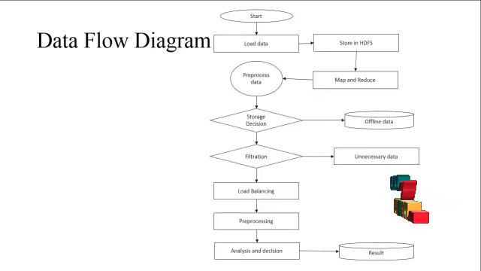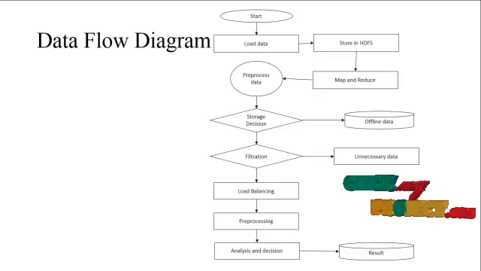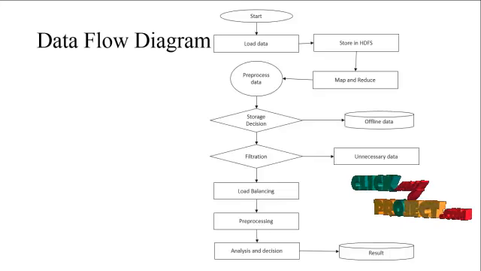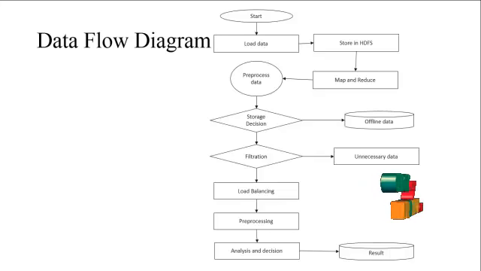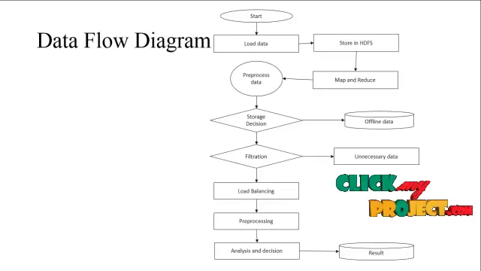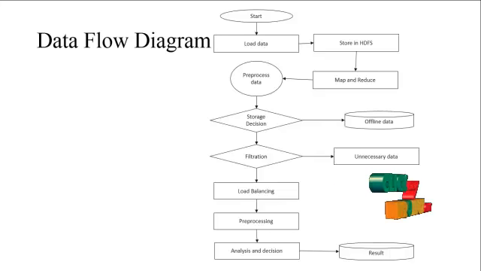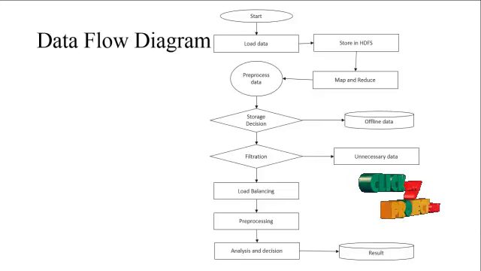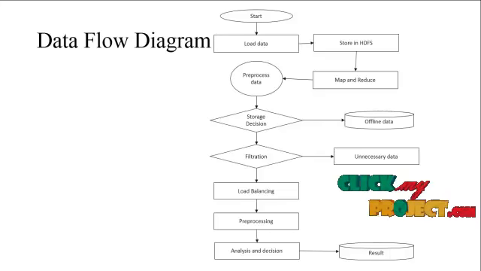After the storage decision is completed, we do filtration, which is nothing but separating and classifying the unnecessary data. The unnecessary data means irrelevant values for finding the remote sensing places. That's why we have to remove the unnecessary data and store it in the unnecessary database.